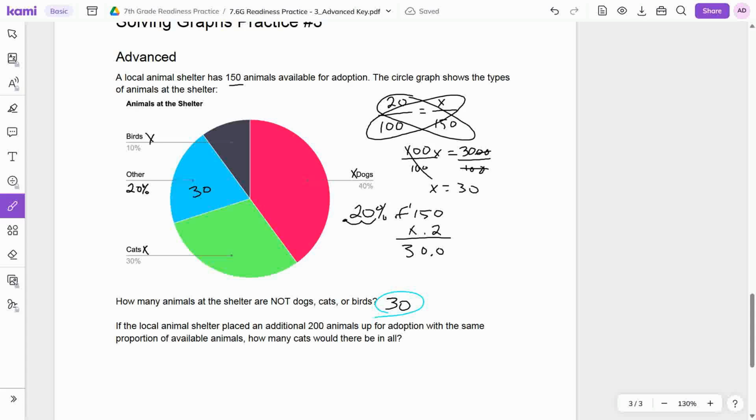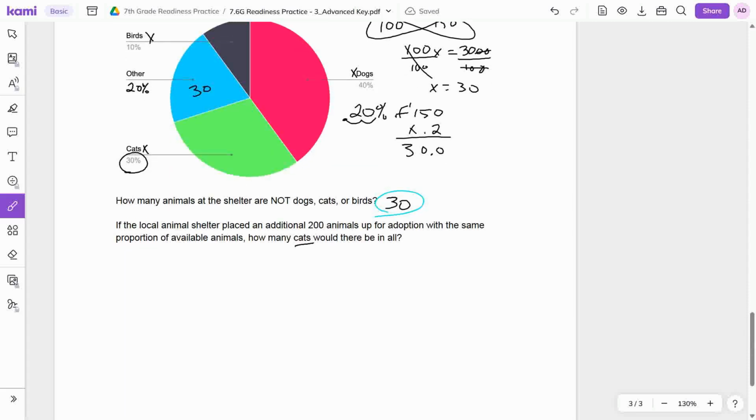So if the local animal shelter placed an additional 200 animals up for adoption with the same proportion, all right, so we're putting an extra 200 animals in there. How many cats would there be in all? Well, I don't know how many cats there are right now, but we don't necessarily need to know. We're going to keep the same 30%, and now we're just going to do 30%, but instead of 150, it's going to be the 150 plus the 200. So 150 plus 200. So that's going to be 30% of 350.